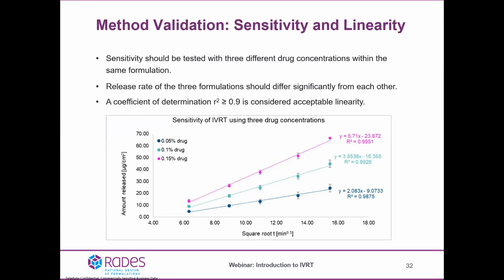Besides this, the IVRT method should also be selective. For this, the release rates observed for the 50% and the 150% formulation must demonstrate inequality in comparison to the 100% formulation.